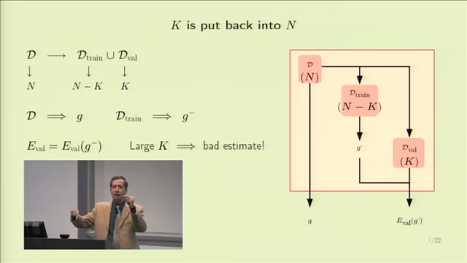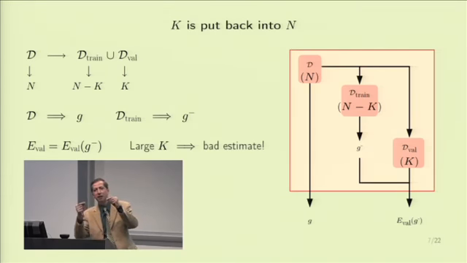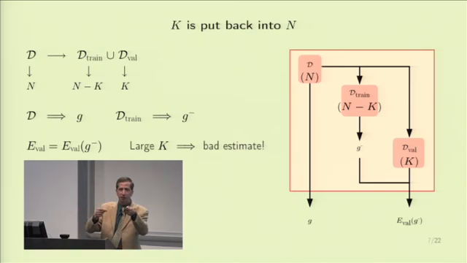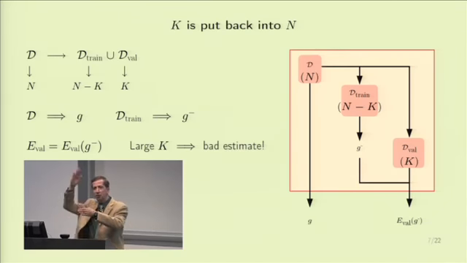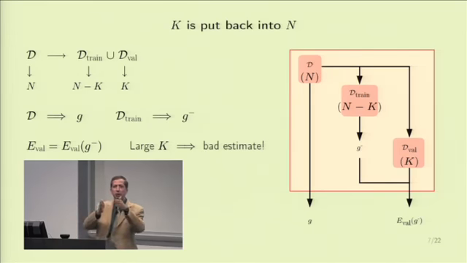If you get big K, the problem is not the reliability of the estimate. The problem is that the thing you are estimating is getting further and further away from the thing you are reporting. Okay? So now we have a compromise. We don't want K to be too small, in order not to have fluctuations. We don't want K to be too big, in order not to be too far from what we are reporting.